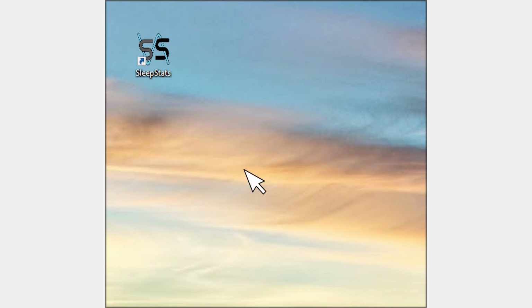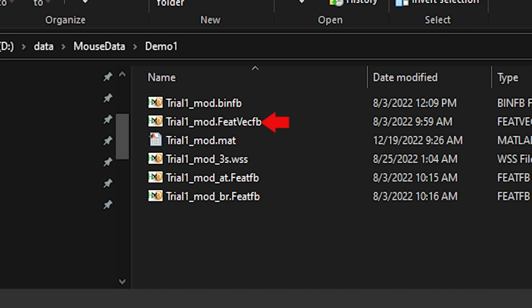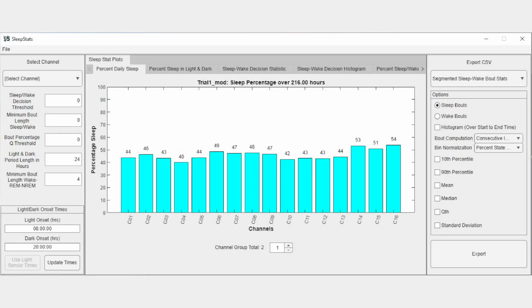Start by clicking on the SleepStats desktop icon or through the Windows Start menu. Once launched, a recorded file can be opened. Navigate in the File section window to the folder containing the recording to open the feature vector file. Once the file has loaded, the graphic characterizations related to all recorded channels automatically appear.